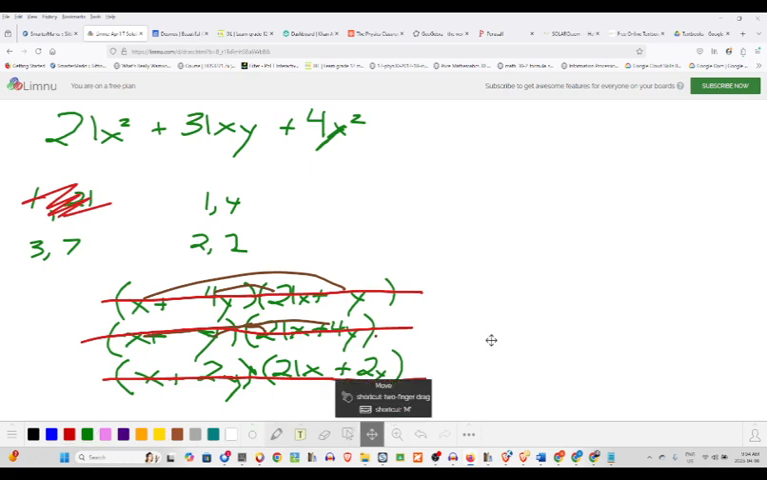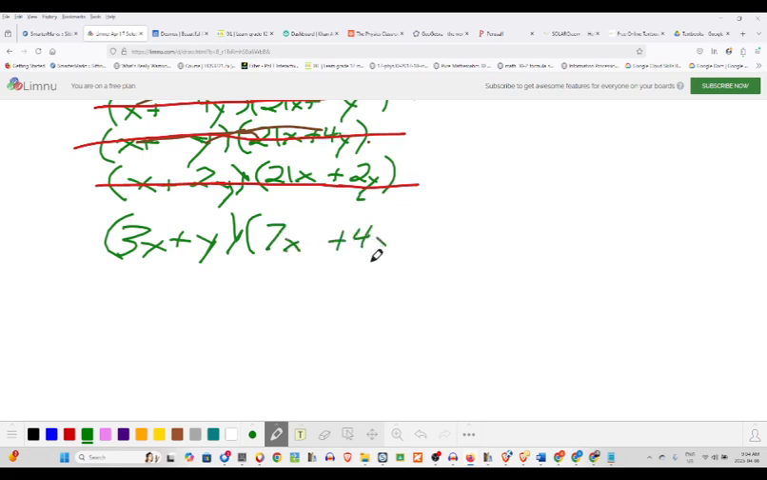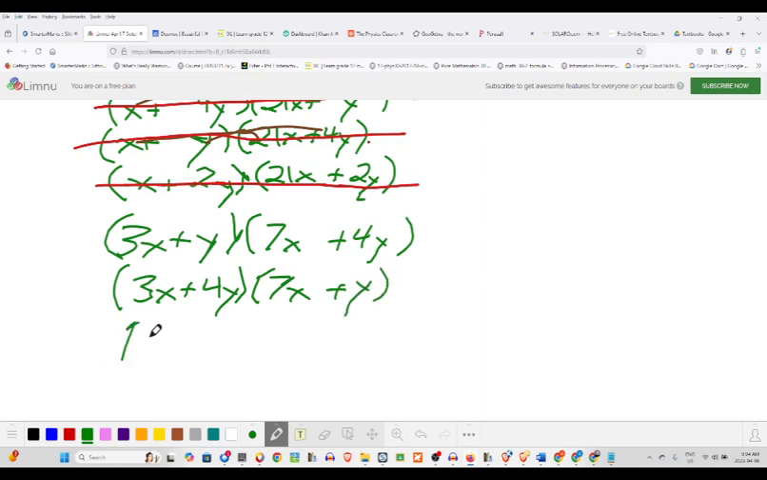So now there are 3 more possibilities to check. We either have 3x plus y, 7x plus 4y, or 3x plus 4y, 7x plus y, or 3x plus 2y, 7x plus 2y.